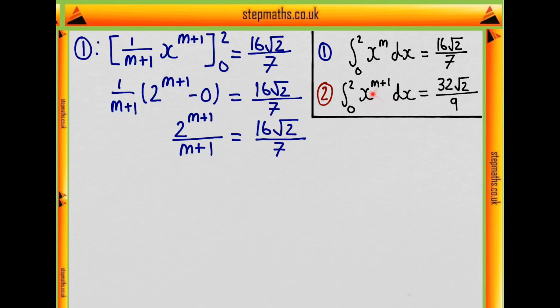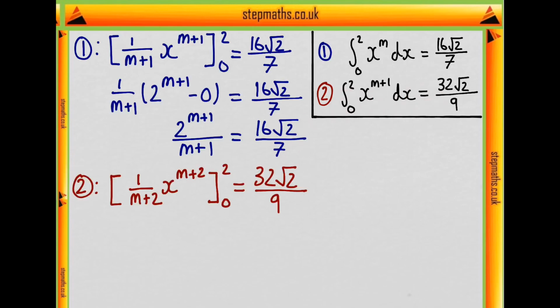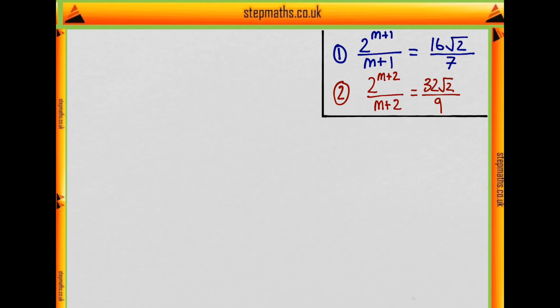Now for equation 2, we can do a similar thing. We get 1 over n plus 2, x to the n plus 2, evaluated at 2 and 0, is equal to 32 root 2 over 9. Once again, by the same method, we get 2 to the n plus 2 minus 0, which we just ignore, over n plus 2 is equal to 32 root 2 over 9. So we've got these equations in a better form, without the integrals, and hopefully we can work these to something useful.